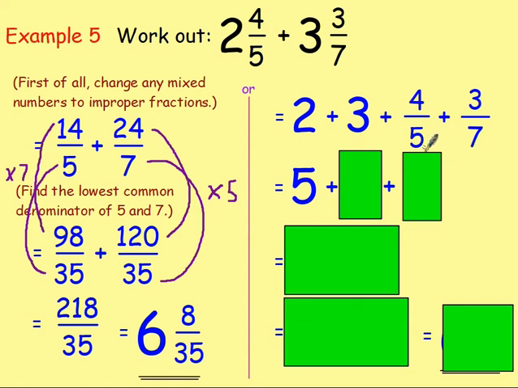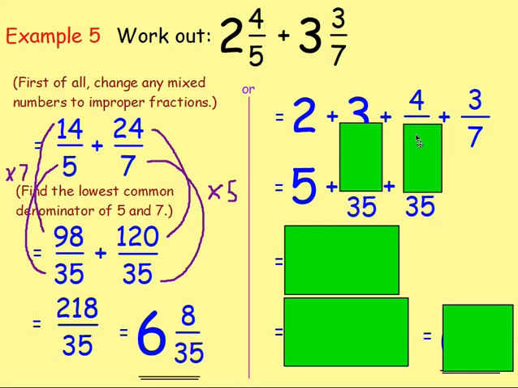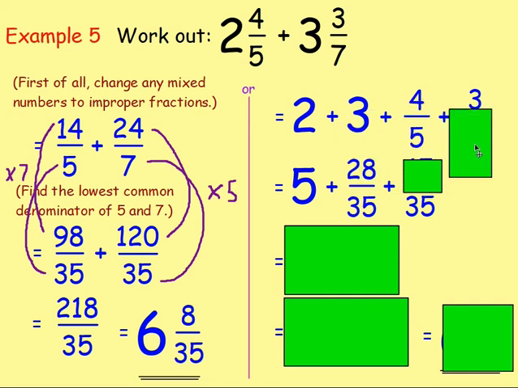To do that, once again, you're thinking of the lowest common denominator for 5 and 7. And if you think about the 5 times table and the 7 times table, the smallest number that appears in them both is going to be 35. So to go from 5 to 35, you times by 7, so do the 4 times 7, which gives you 28. To go from 7 to 35, you're multiplying that by 5, so you do the 3 times 5 as well, which is 15. It's just the same as we did in the other examples.